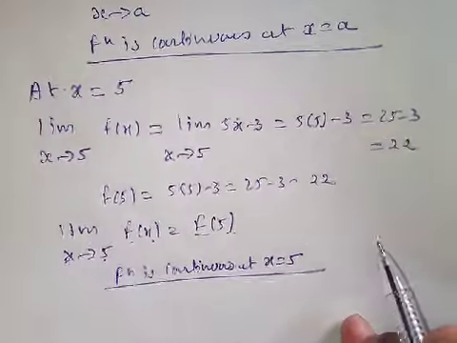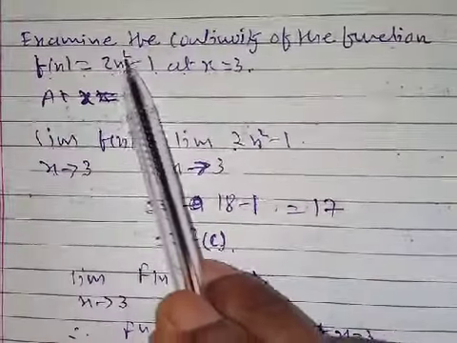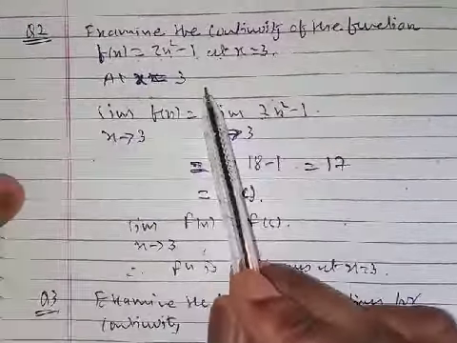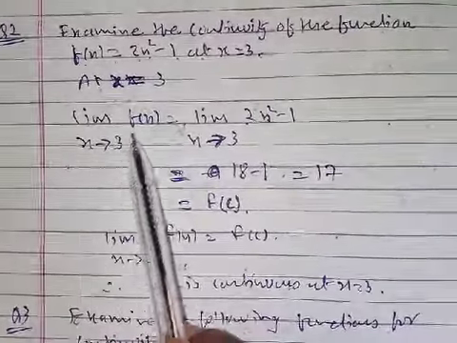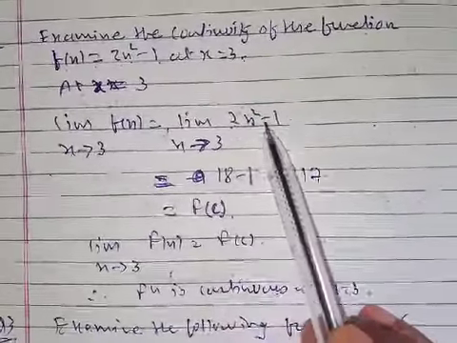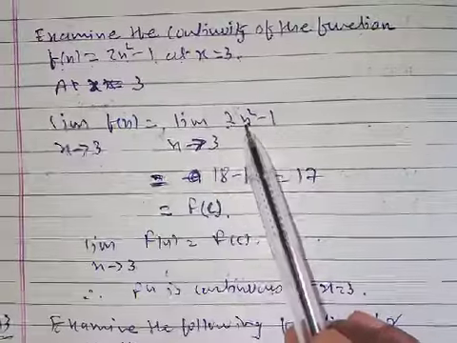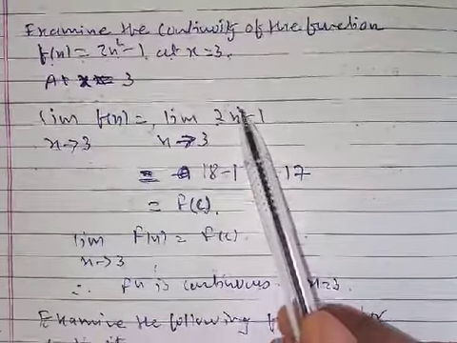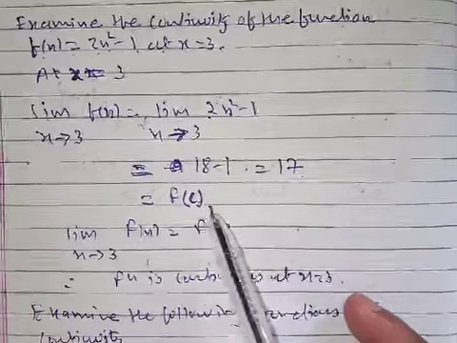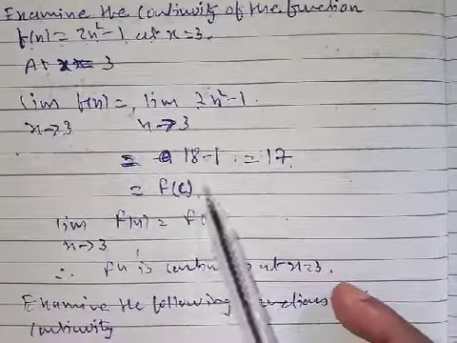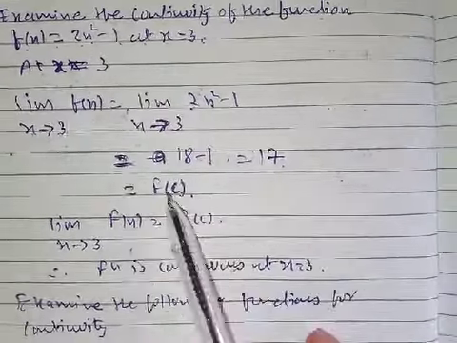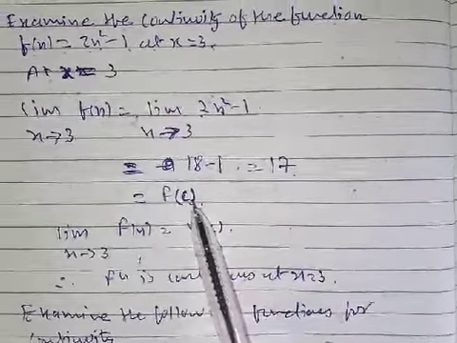Next, take the function f of x is equal to 2x square minus 1 at x is equal to 3. So at x is equal to 3, limit x tends to 3, f of x is equal to limit x tends to 3 of 2x square minus 1. Substitute x is equal to 3. So 3 3s are 9, 9 2s are 18, 18 minus 1, 17. Check it for f of c, f of 3. F of 3, what will it give? It will also give you 17, which is equal to f of c.